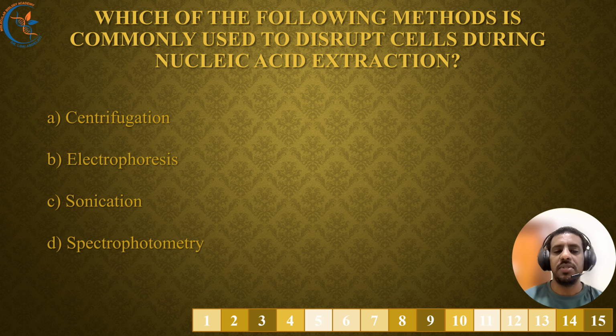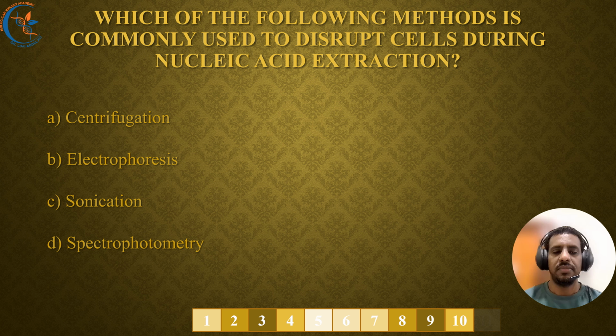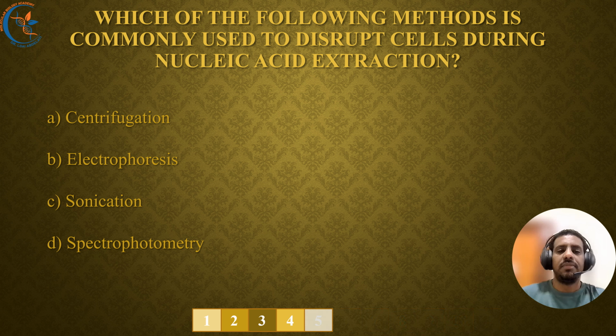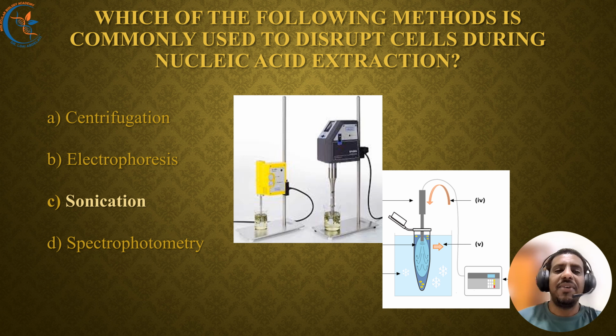Which of the following methods is commonly used to disrupt cells during nucleic acid extraction? The correct answer is sonication. Sonication is a widely used technique in nucleic acid extraction. It works by using ultrasonic waves to break open cell membranes, allowing nucleic acid inside to be released.